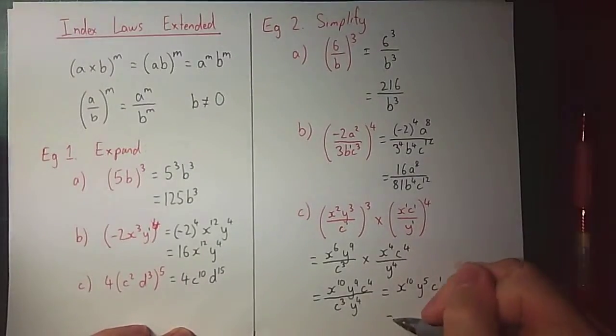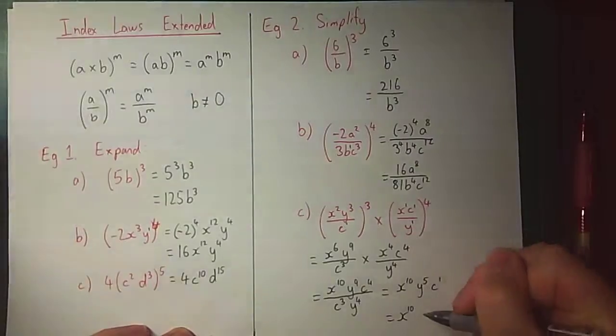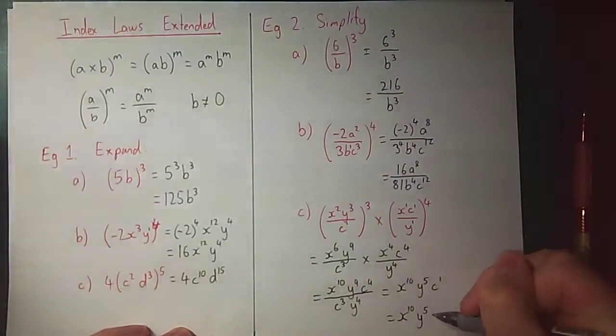We can simplify it a bit further by getting rid of that 1 because it doesn't need to be there. X to the 10, y to the 5 times c.